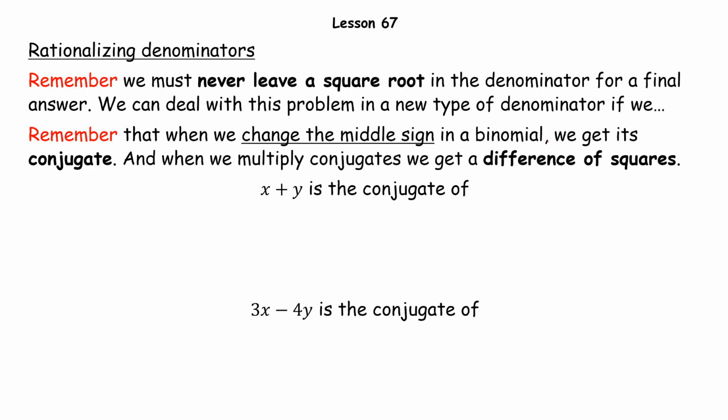So x plus y is the conjugate of x minus y. And remember that when you multiply conjugates, you get a difference of squares. It will be the first thing squared minus the second thing squared. So the product of two conjugates is a difference of squares. This is very important. When we multiply conjugates, we get a difference of squares.